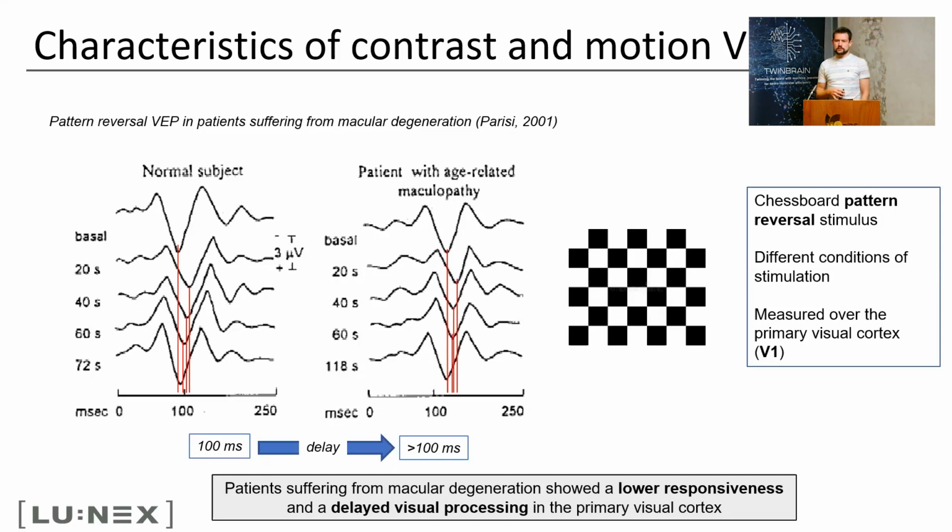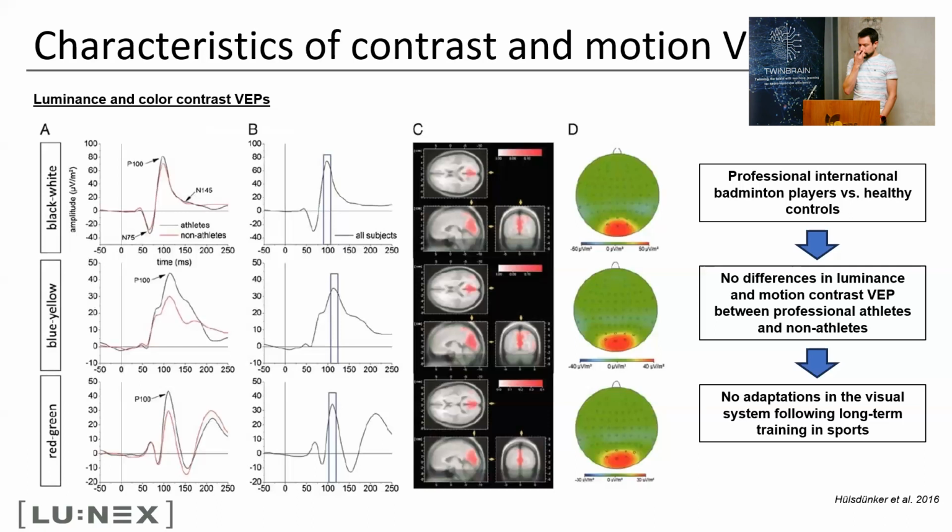So we conducted research with professional badminton players. These were German badminton players, the highest level. Olympic players, all were international players, and also all Olympic players. And we compared them to normal participants who had no experience with badminton or table tennis or other visual motor demanding disciplines. And the results were like this.